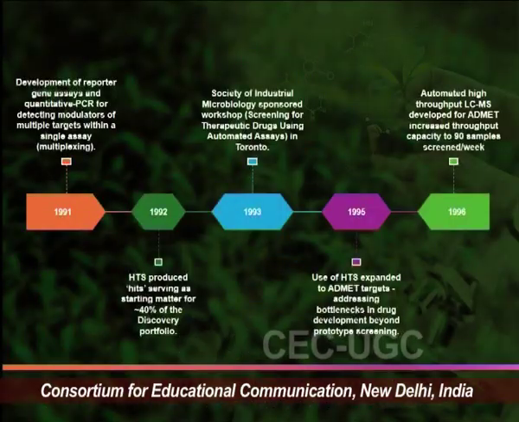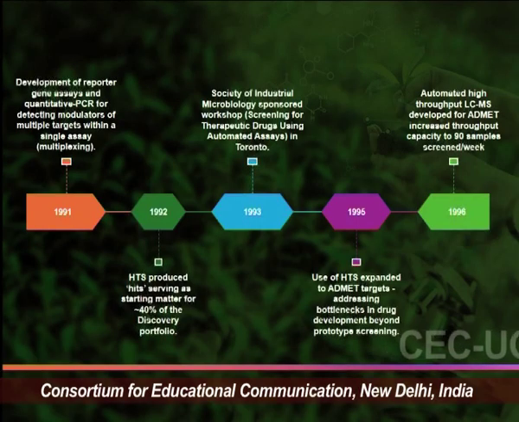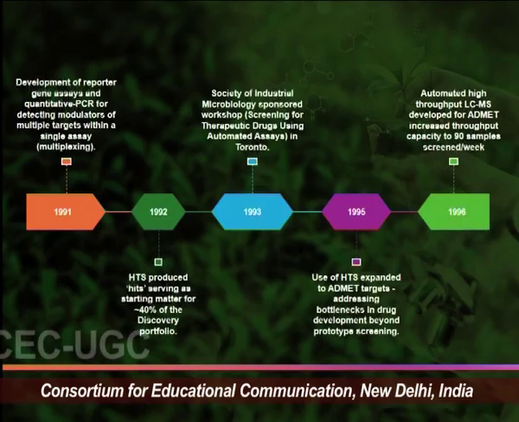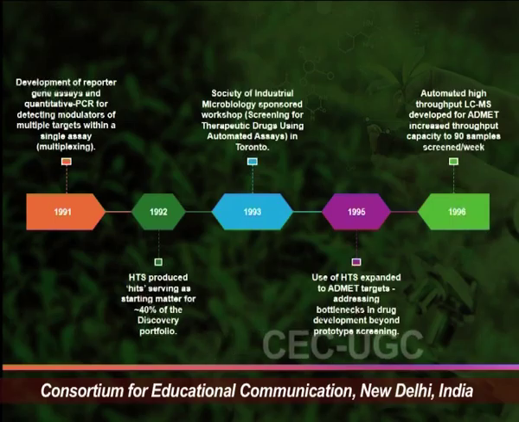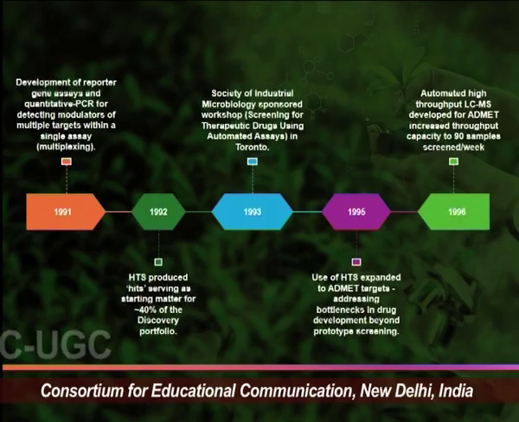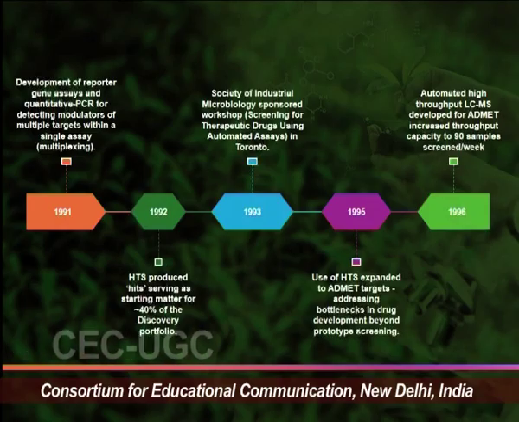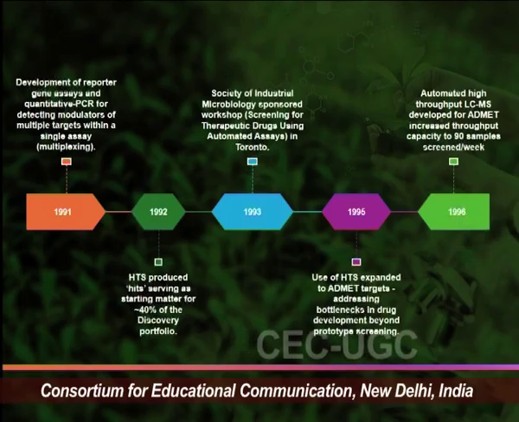Then during the 1990s, a lot of advancements took place in the field of drug discovery with the discovery of the reporter gene assay and quantitative PCR technique. By 1992, it was found that 40% of the molecules in the drug discovery process were identified through high throughput screening.